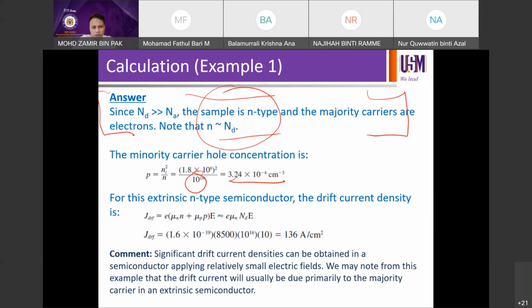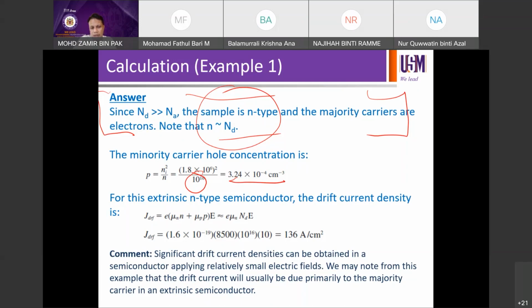So for this extrinsic n-type, earlier someone mentioned intrinsic. This is not intrinsic because it's doped. Extrinsic n-type. The drift current density is given by J drift. Okay, go back to the equation.